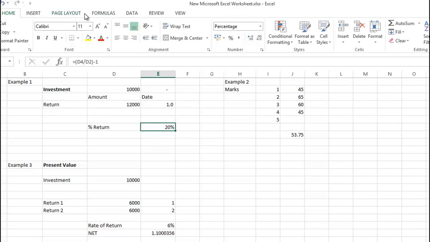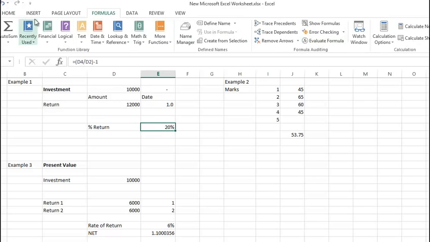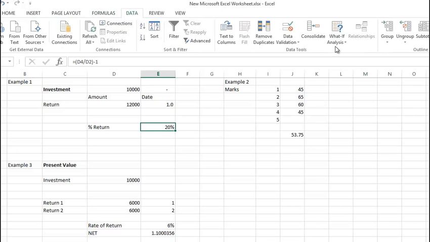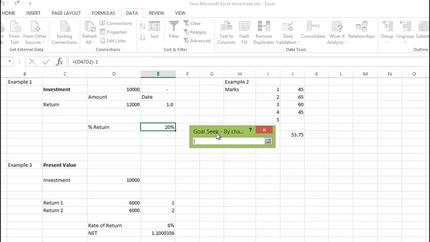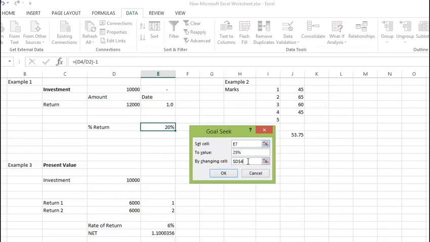Okay, so you go to the data, you go to what if analysis, you go to goal seek, you say set cell, which is E7, and you want to set this value to 25 percent. I want 25% by changing cell 12,000. So you go here and you click here. So basically what we are saying is we need a return of 25% by changing absolute returns.